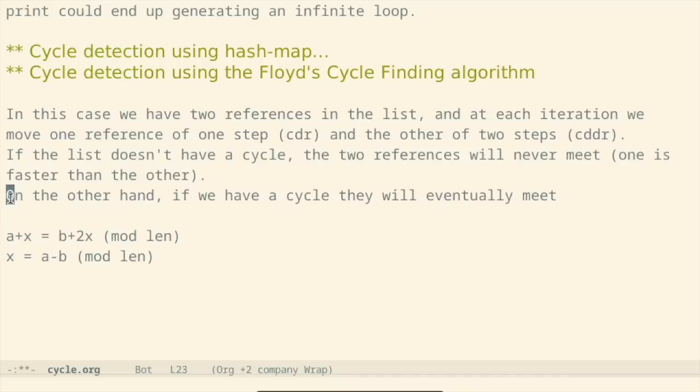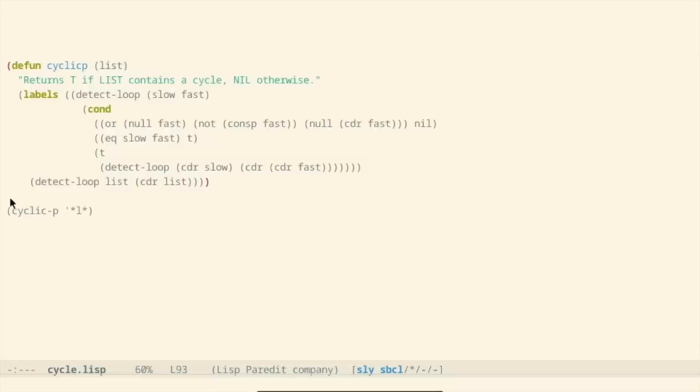And what we can say is that after X steps, A plus X will be equal to B plus 2X, always if we look modulo the length. And so this congruence has a solution A minus B. And with this we have shown that there exists a step X for which both will have the same value. We can also see an example of implementation.